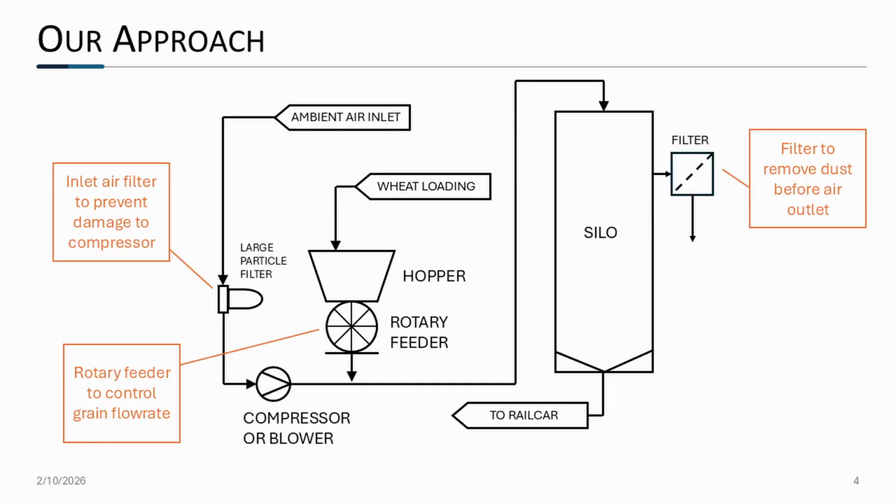The process starts by pouring wheat into a container known as a hopper. This hopper is connected to a rotary feeder which steadily measures the grain and moves it forward. Air is drawn in first through a filter which protects the compressor or blower by removing dust and debris. This clean, compressed air is then used to push the wheat through a series of pipes, delivering it all the way up into the storage silo.